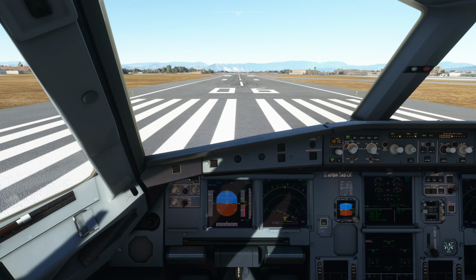So let's get ourselves into the air, and we'll get the aircraft flying along the departure, at which point I will discuss the failures.